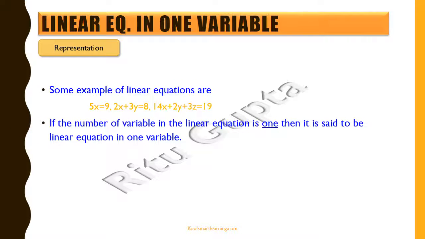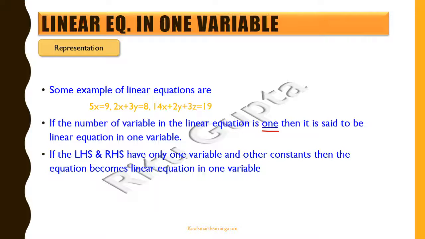Now, are they all linear equations in one variable? No. Linear equation with the number of variable as 1 is said to be the linear equation in one variable. Now if you see these three examples above, we know that 5x is equal to 9 is a linear equation in one variable because it's just one variable, that is x. But in the second equation we see x and y as two variables. So that's not a linear equation in one variable, that's a linear equation in two variables. And if we see the third example, we have three variables x, y, and z. So it's linear equation in three variables here.